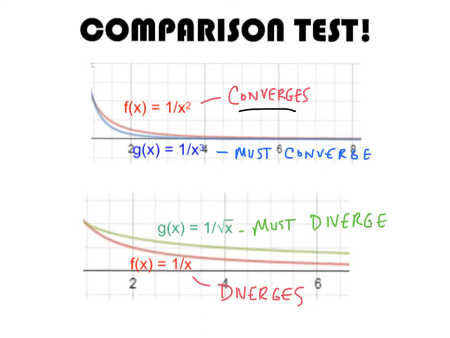You can't prove something diverges with a convergent function, and you can't prove something converges with a divergent function. So you can only prove it this way. If you have something that converges and you have something even smaller, it converges. If you've got a function that diverges and you've got something even bigger, it diverges.